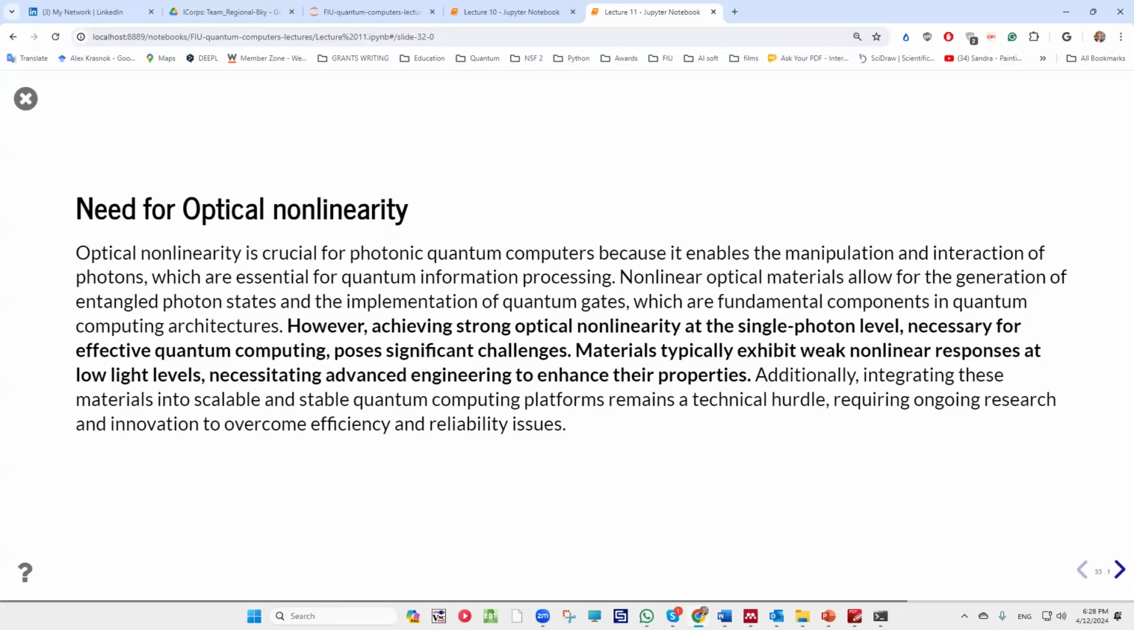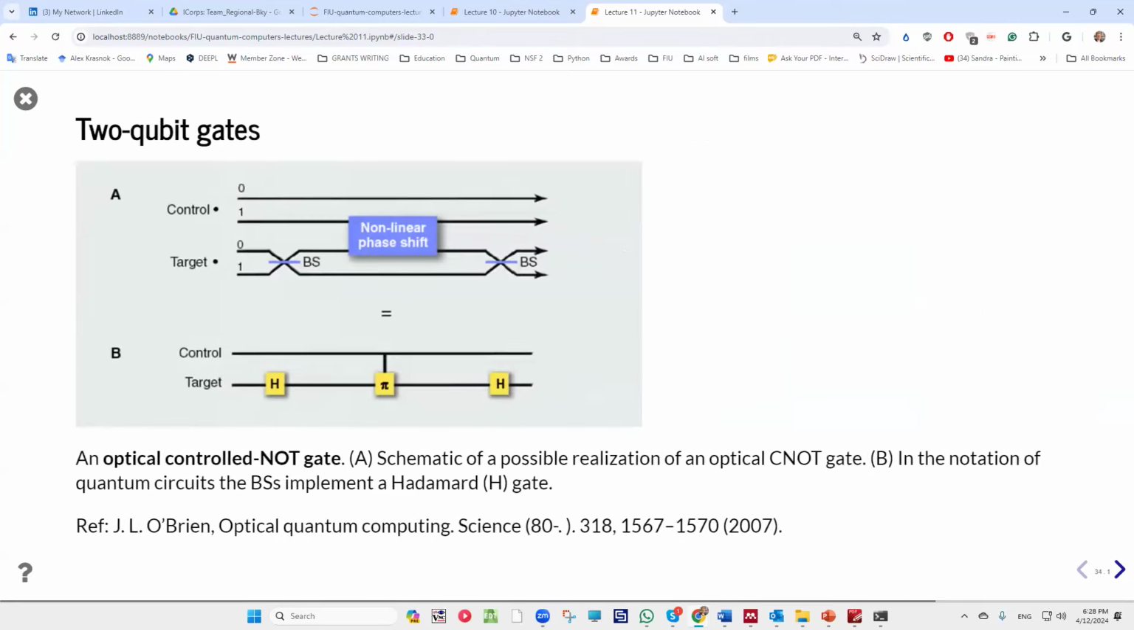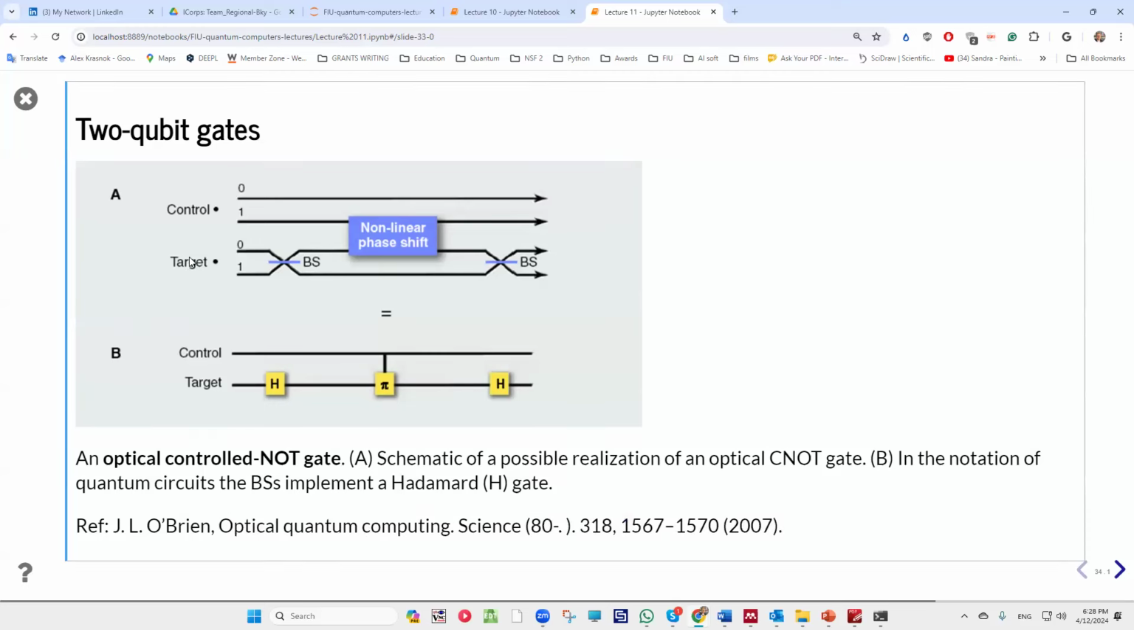That's why we need nonlinearity. We need a medium that is strongly nonlinear to enable photons to interact. And only this way can we achieve the 2 qubit gate functionality, okay? And this is one example of such a gate, the most important one, the optical CNOT gate. I took this from this science paper.